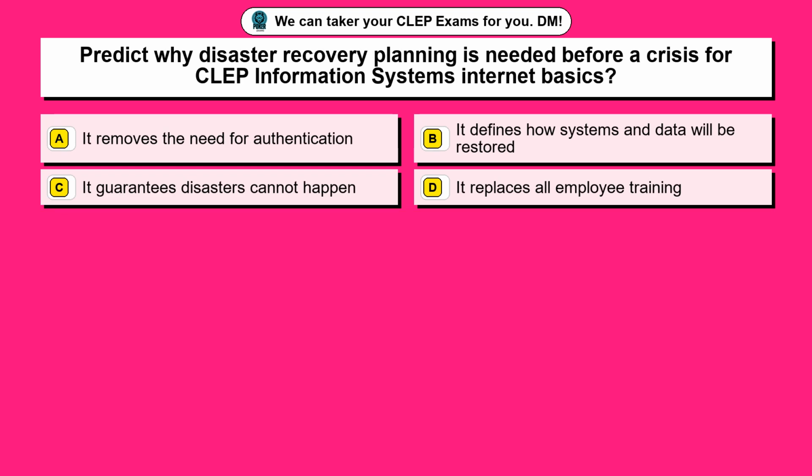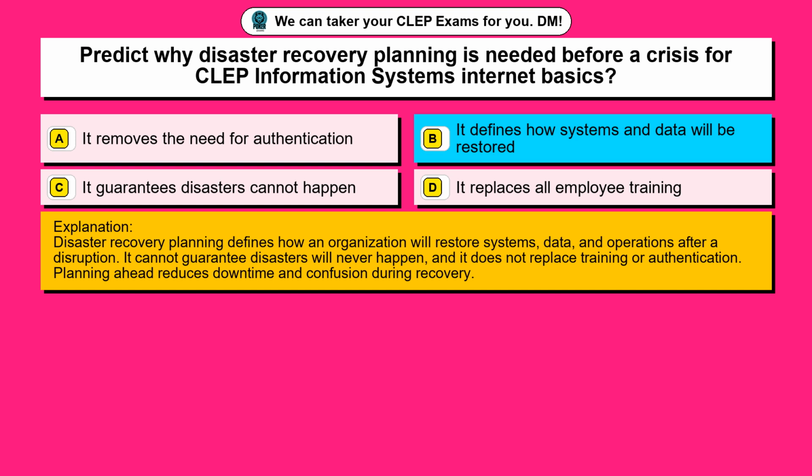Question 49. Predict why disaster recovery planning is needed before a crisis for CLEP Information Systems Internet Basics. Option A. It removes the need for authentication. Option B. It defines how systems and data will be restored. Option C. It guarantees disasters cannot happen. Option D. It replaces all employee training. The correct answer is option B. It defines how systems and data will be restored.